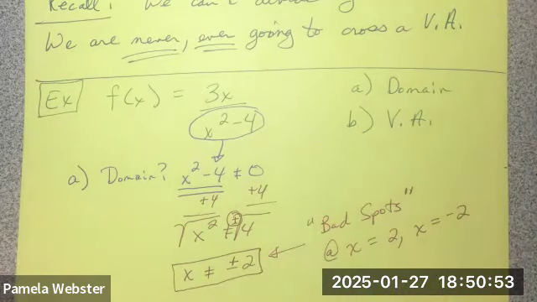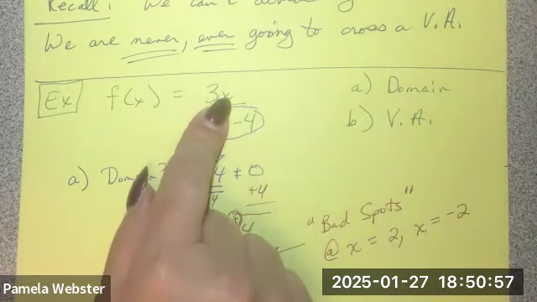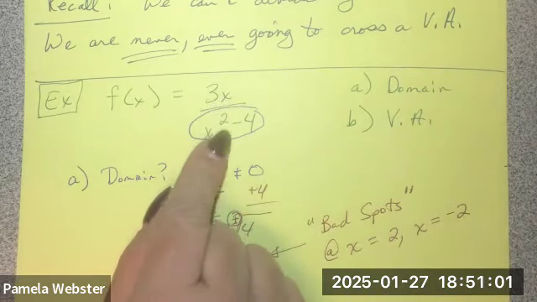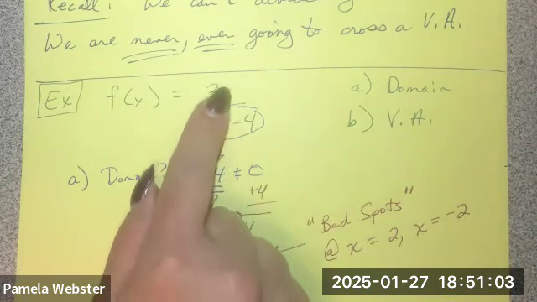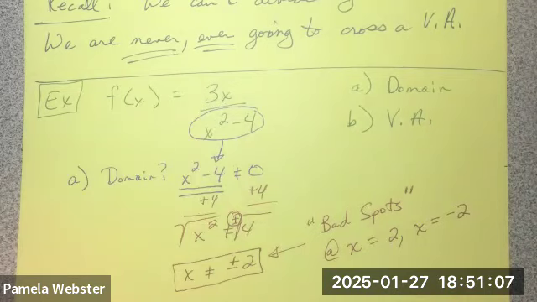So for instance, if I plug 2 in here, 3 times 2 on top, that's a 6. That's not a problem. But 2 squared is 4. 4 minus 4 is 0. If I plugged in a 2, I'd have 6 divided by 0. And again, if you punch that on your calculator, let me just pull that out, 6 divided by 0, you're going to get an error.